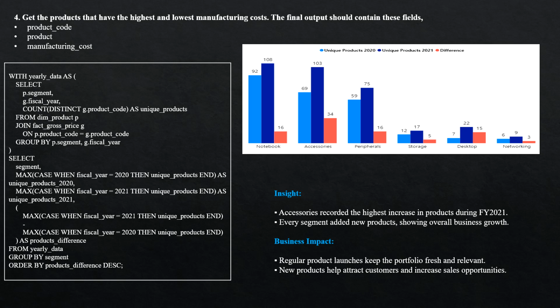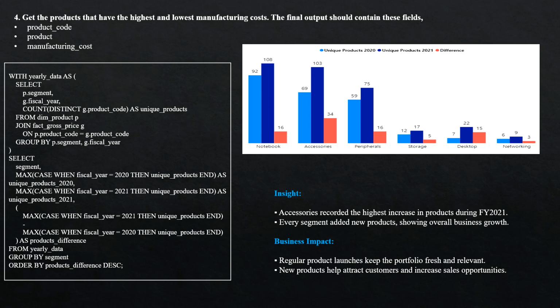Inside we can see accessories recorded the highest increase in products during fiscal year 2021. Every segment added new products showing overall business growth. Business impact, the regular product launches keep the portfolio fresh and relevant, and new products help attract customers and increase sales opportunity.